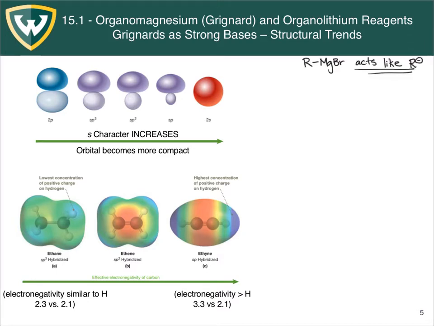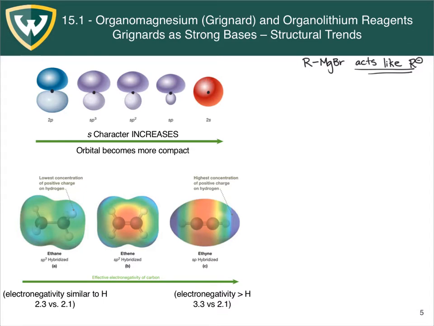From organic 1, you should remember that as the s character in a hybrid orbital increases, the orbital becomes more compact. You can see in the drawings here that the nucleus, which I'm indicating with a black dot, is positioned at the center of each of these orbitals. Remember, the nucleus is positively charged, and so the more fully it's surrounded by an electron cloud, the more stabilized that charge is going to be overall, and so the more stable your anion will be.